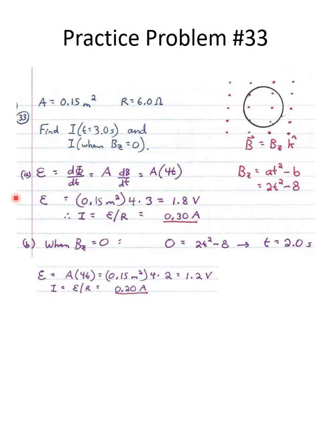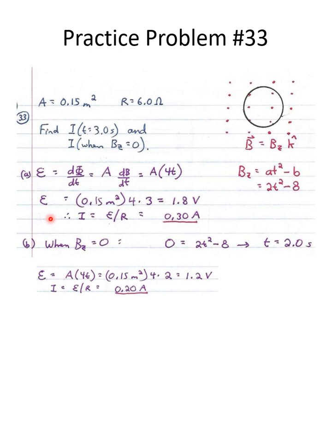The induced electromotive force is d phi dt, which in the numerator is the change in A times B, but A isn't changing. Let's throw it out to the left. And so we have A times dB dt. When we take the time derivative of the magnetic field, here's the magnetic field over here to the right: 2t squared minus 8, take the time derivative, that just becomes 4t. So the electromotive force is the area, 0.15 meters squared, times 4 times, and here it says at time equals 3, so 3 seconds, and we get 1.8 volts.